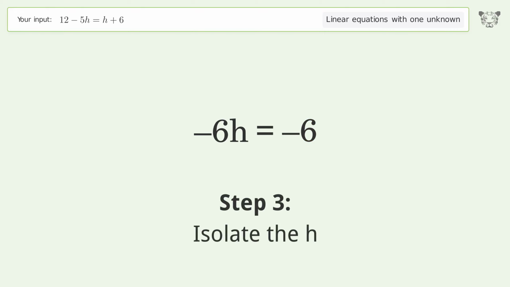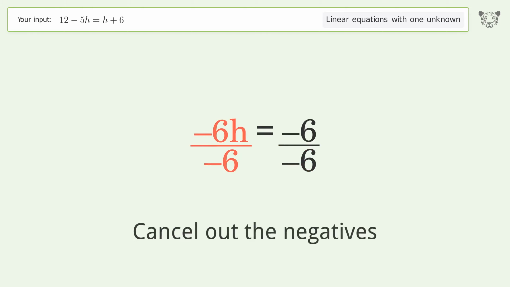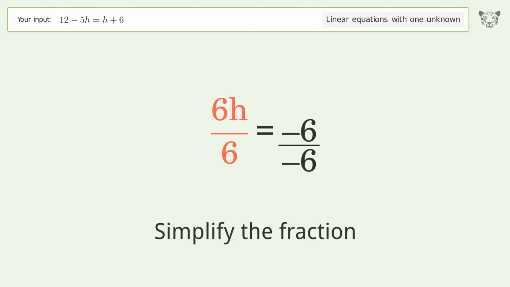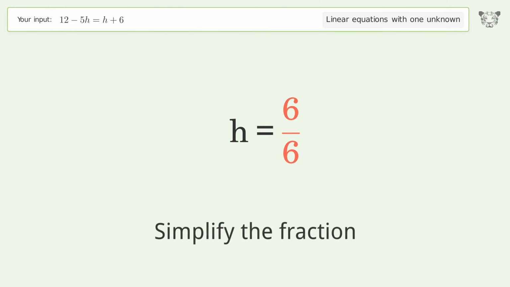Isolate the h. Divide both sides by -6. Cancel out the negatives. Simplify the fraction. Cancel out the negatives. Simplify the fraction.